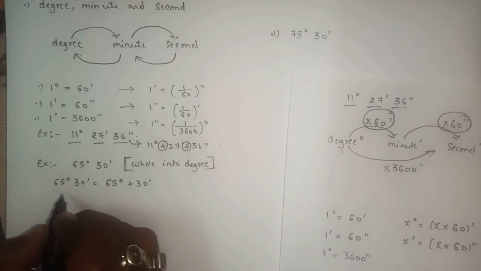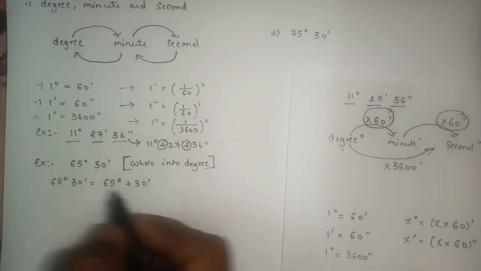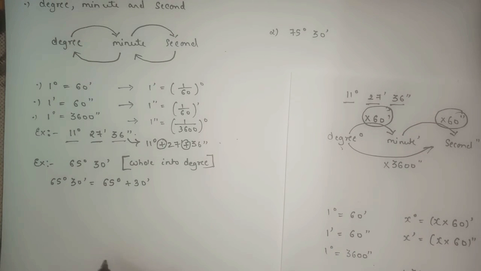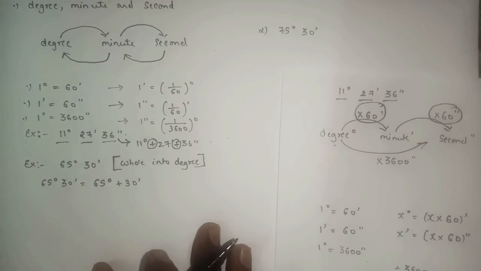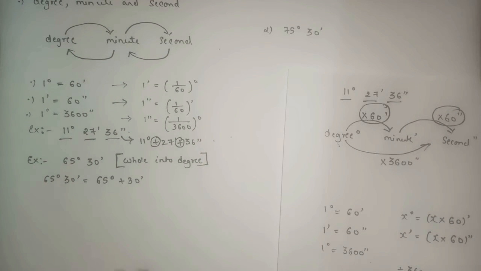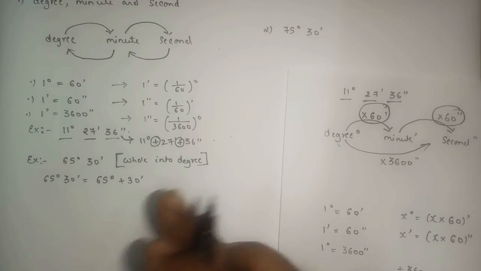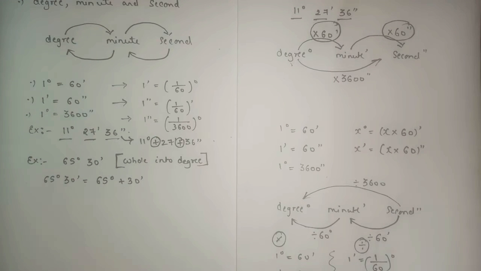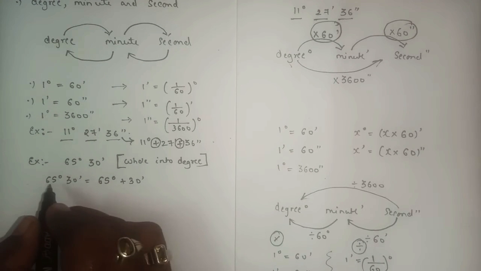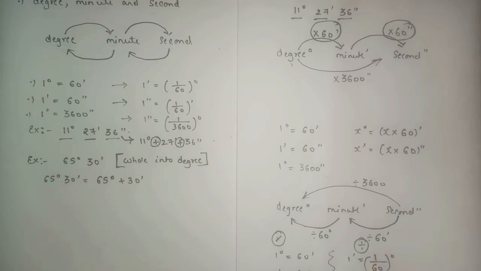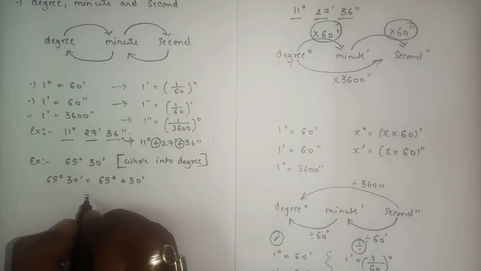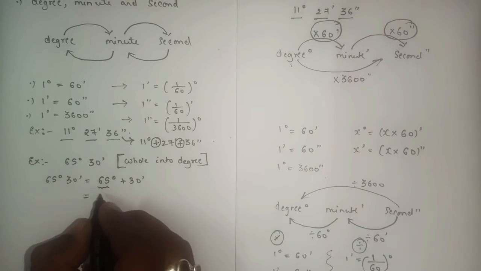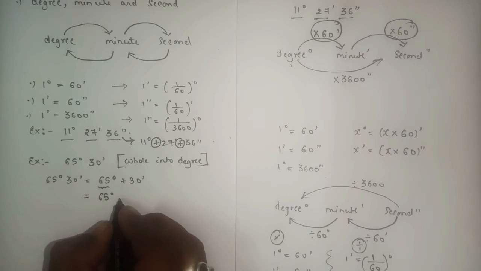Whenever you come across a sum like this and you have to convert the whole thing, degree and minute, into degree, that means your final answer must be in terms of degree only. So we have to remove this minute. Now we'll see how to convert this whole process into degree. The first step is to write this as 65 degree plus 30 minute. As we have to convert the whole thing into degree, this section is already in degree, so we'll keep this part as it is.